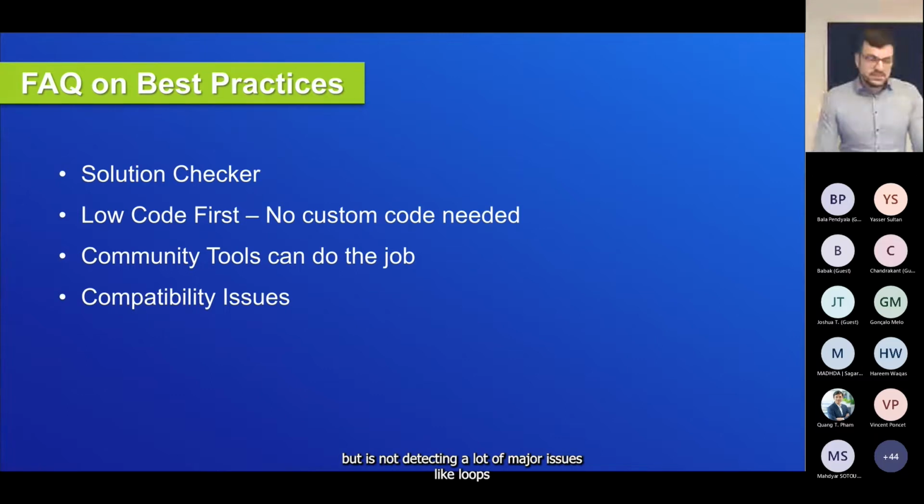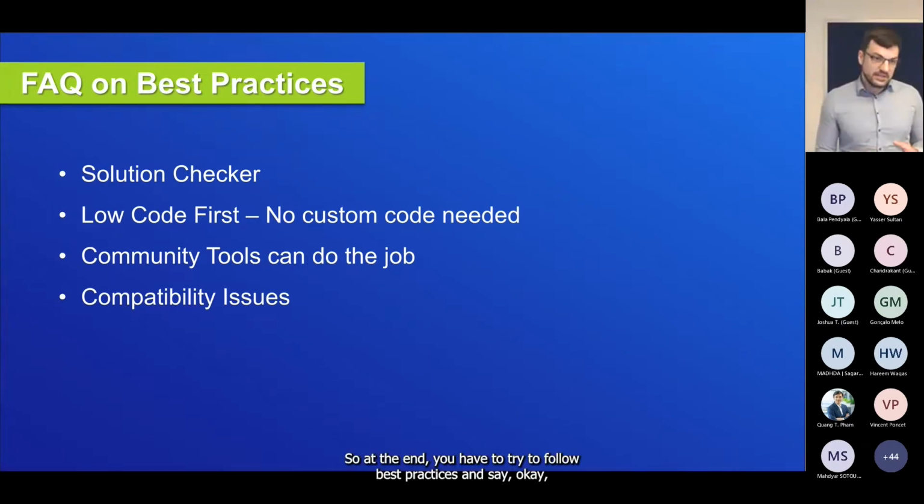But it's not detecting a lot of major issues like loops, or when you write some plugins and you're using the wrong stage. So for example, you're doing updates in the post stage and things like that. So right now, as far as I know, it's not possible to detect those kind of things with Solution Checker. So this is why I say, okay, of course you should use it, but do not trust it 100%. I mean, if it runs and if there are no issues, that's fine. That's a good first stage, but as I said, it doesn't cover all kind of things.